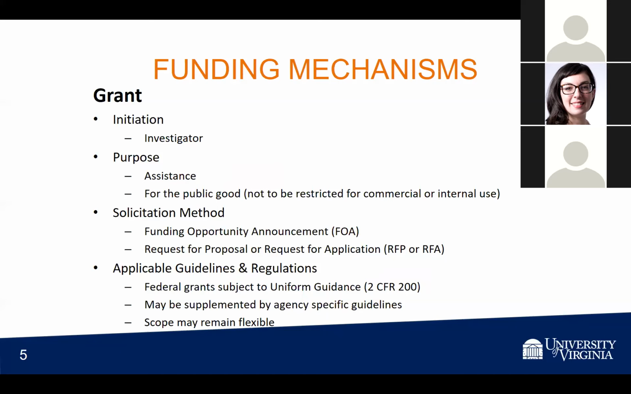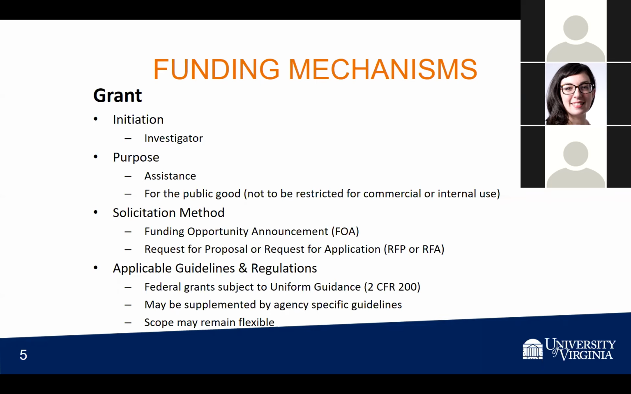So a grant is usually initiated by an investigator, applying to a certain solicitation or a program announcement. The purpose of a grant is assistance. So the government is seeking to assist the grantee in their proposed objectives and scope. The purpose is also for the public good. So you think about UVA's mission of furthering knowledge and research, to benefit the greater good. The government also has a vested interest in that. And so they're going to assist us in fulfilling our mission because it's strategic to them. And it's not to be restricted for commercial or internal use.